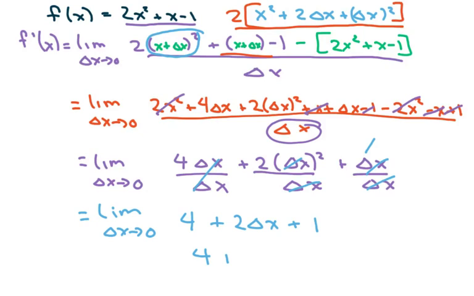Alright, so when you plug in 0, you're going to get 4 plus, should be 4x. Am I missing an x here? Let's see. Oh yeah, this should have been right here. This should have been x. Sorry about that. That should have been an x there. So this is a 4x. So we get 4x plus 1. And that's your derivative.